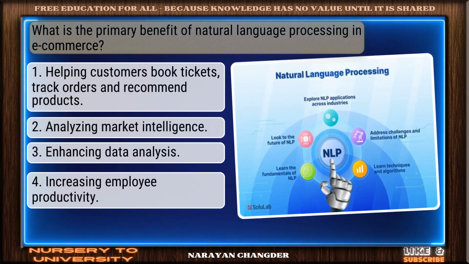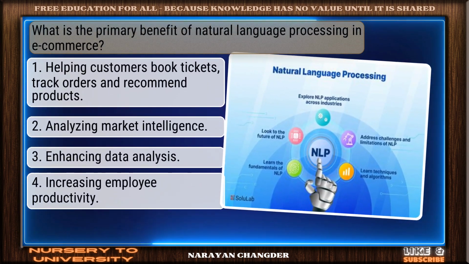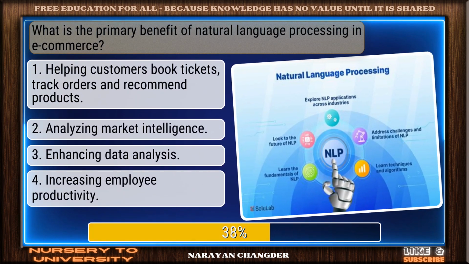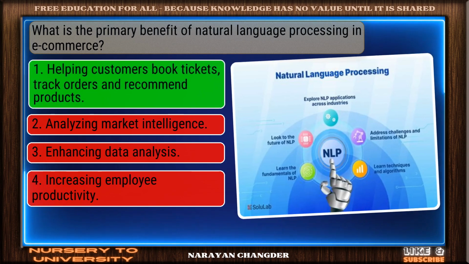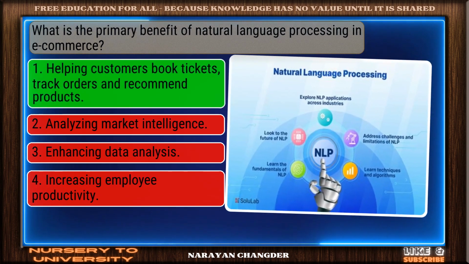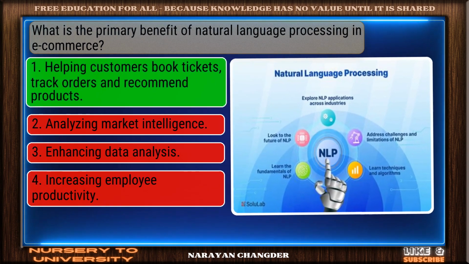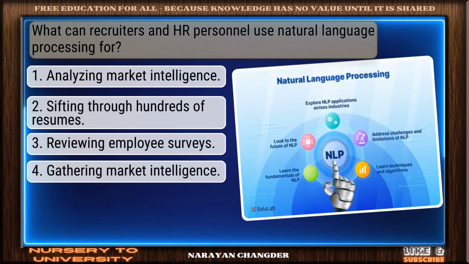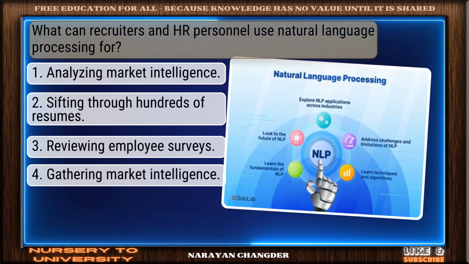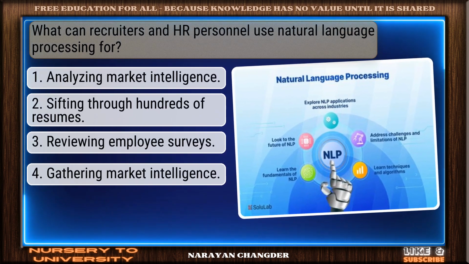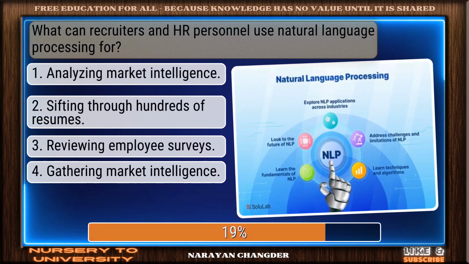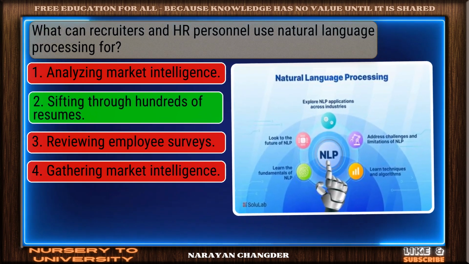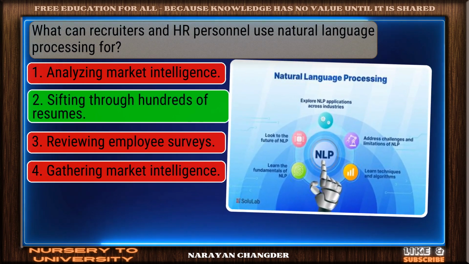Question number 14. What is the primary benefit of natural language processing in e-commerce? Sharp thinking. Helping customers book tickets, track orders, and recommend products is the right choice. Question number 15. What can recruiters and HR personnel use natural language processing for? Nicely done. Sifting through hundreds of resumes is a solid answer.